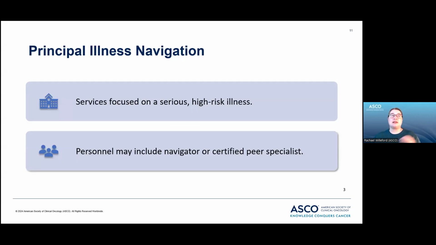The next service, principal illness navigation, is similar to community health integration, but these services focus on a serious high-risk illness rather than social determinants of health solely. So what exactly is a serious high-risk illness? Well, CMS defines this as a serious high-risk condition expected to last at least 3 months and places the patient at significant risk of hospitalization or facility placement, acute exacerbation or decompensation, functional decline, or even death.